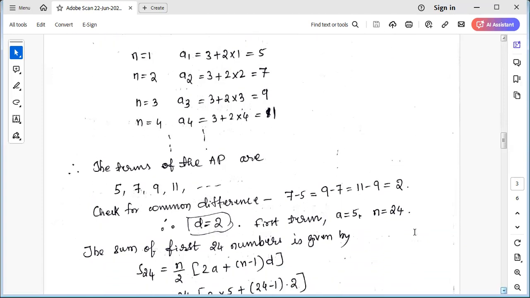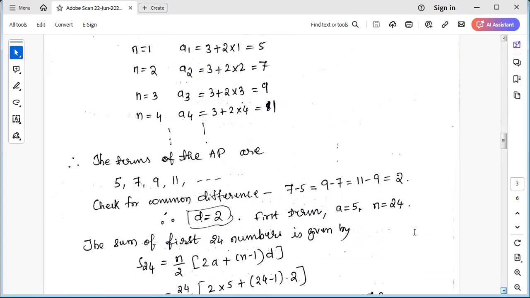Then we have to check whether these make an arithmetic progression or not. For that, they should have a common difference D. So check for the common difference: second term minus first term, and next term minus earlier term. So 7 minus 5 is equal to 9 minus 7 is equal to 11 minus 9 is equal to 2. In all these cases, the difference is 2. So they have the common difference 2. Therefore D is equal to 2, the first term A is equal to 5 and n is equal to 24.